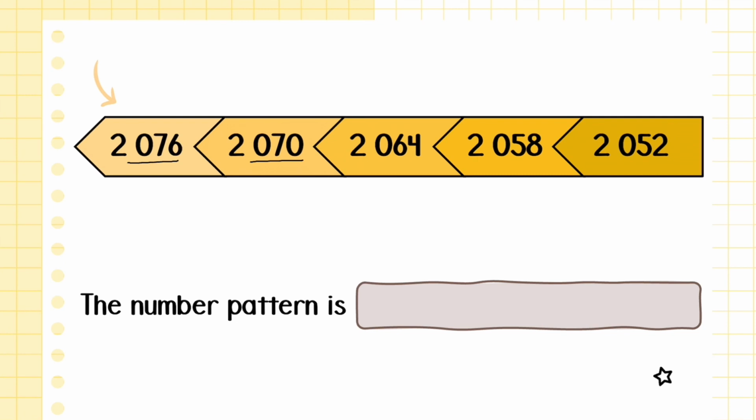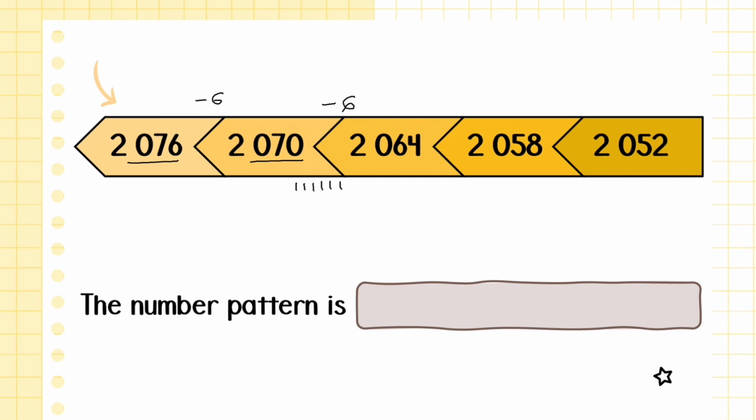Now you already know the number arrangement. Let's find how many steps each number moves. So the first number 2076 becomes the second number 2070. So 76 to 70, that means you go backward 6 steps. So backwards means minus 6. Okay. So next, from the second number 2070, go to the third number which is 2064. Counting backwards again. So we have 70, 69, 68, 67, 66, 65 and 64. Again, it is counting backwards. 6 steps.